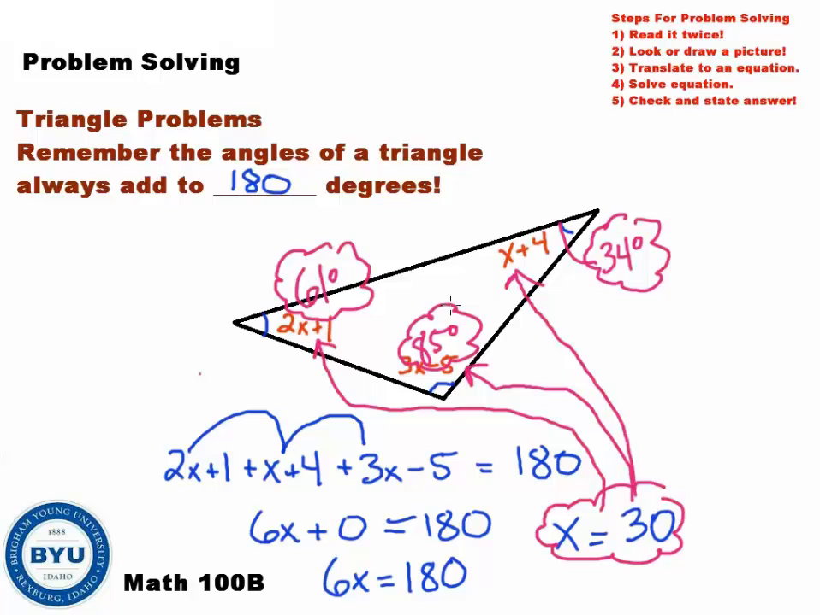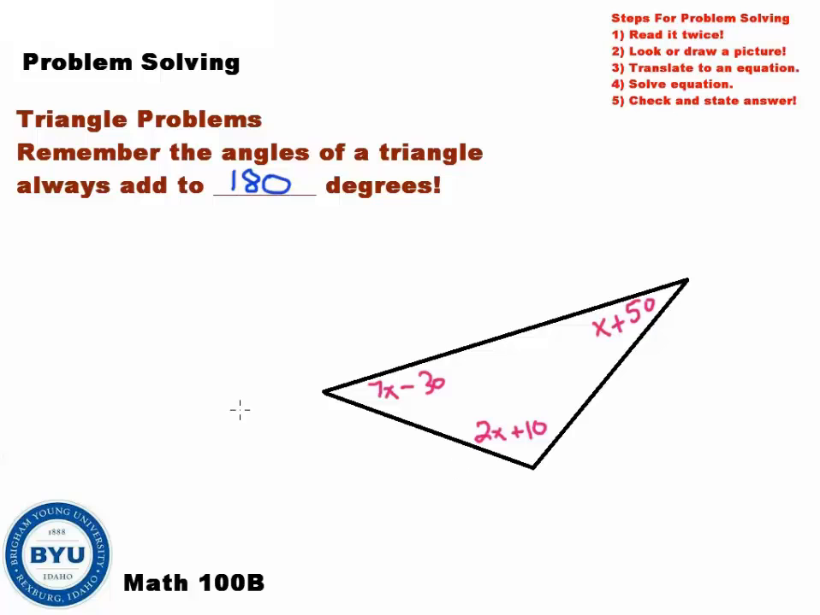So again, moral of the story here is take all the angles, add them up, and make it equal to 180. And then you can solve for the problem. Okay, so it's time for you to try one here. I've written out a new triangle. This angle here is 7x minus 30. This one is x plus 50. And this one is 2x plus 10.